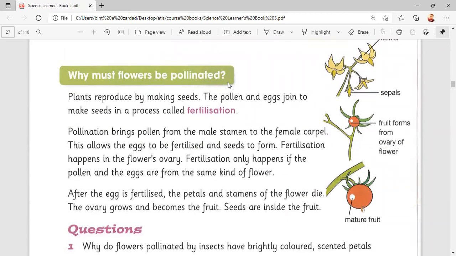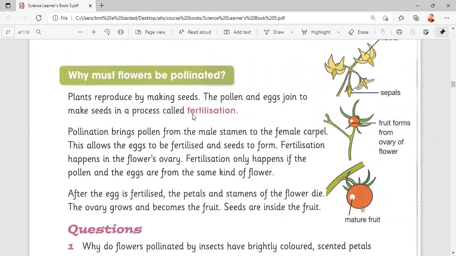Why must flowers be pollinated? What's the reason? Plants reproduce by making seeds. Obviously, the pollen and eggs join to make seeds in a process called fertilization.